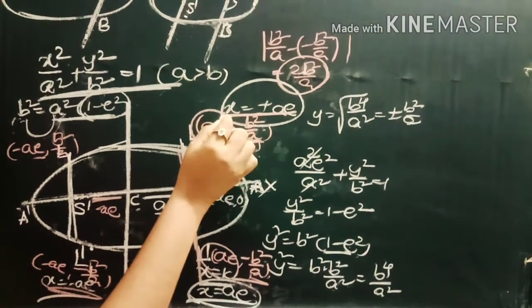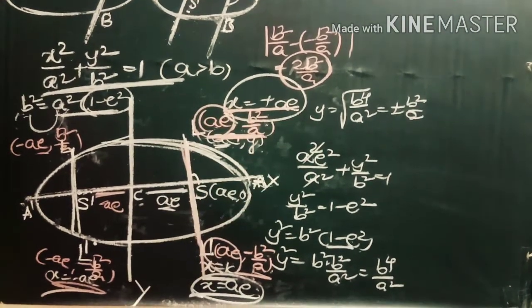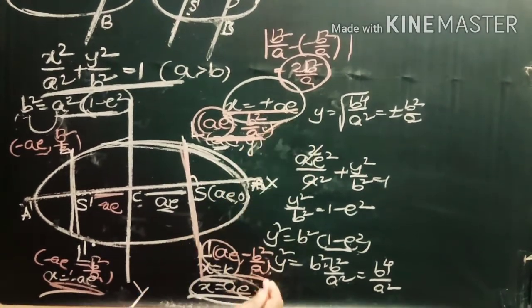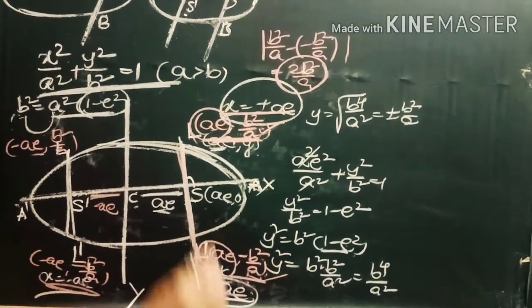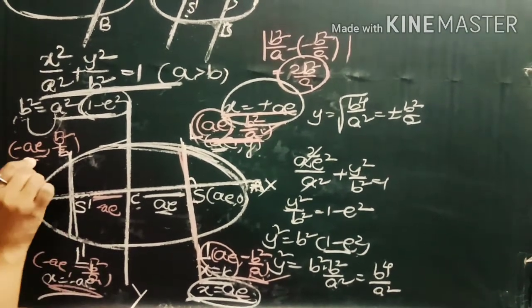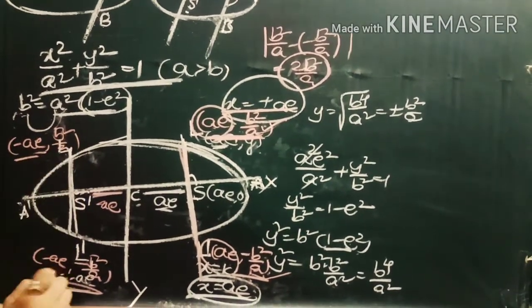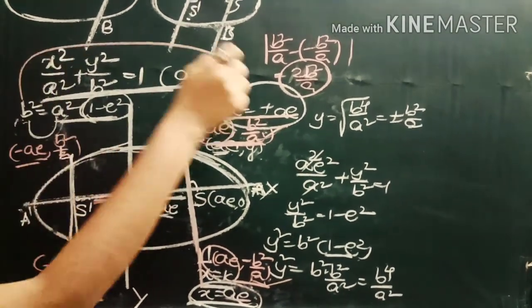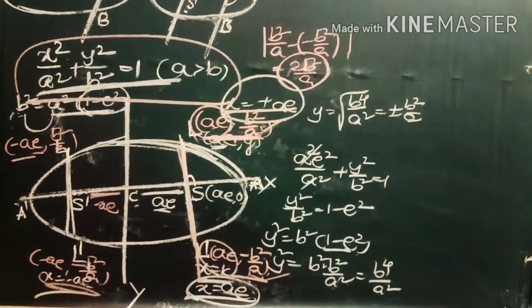and the equation of the lattice rectum is x is equal to plus or minus ae, and the endpoints of the lattice rectum are like that: ae comma b square by a, ae comma minus b square by a. These are the endpoints of the first lattice rectum, and for the second lattice rectum the endpoints are minus ae comma b square by a, minus ae comma minus b square by a. Now these are all the formulas which are related to the standard form of the ellipse.